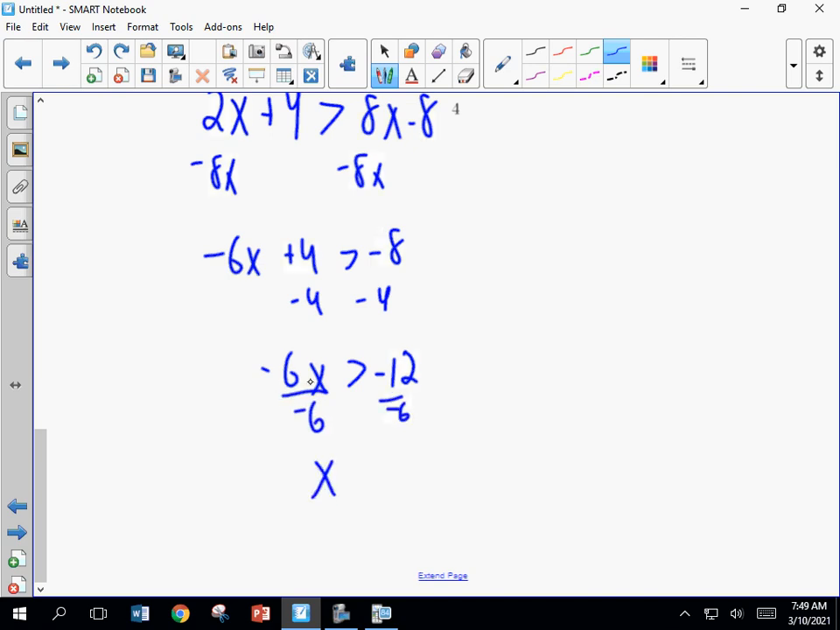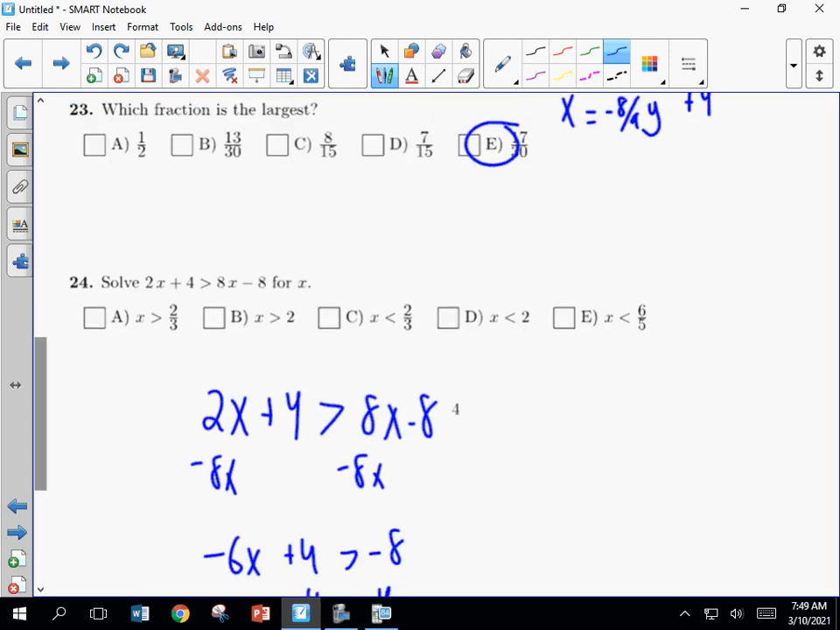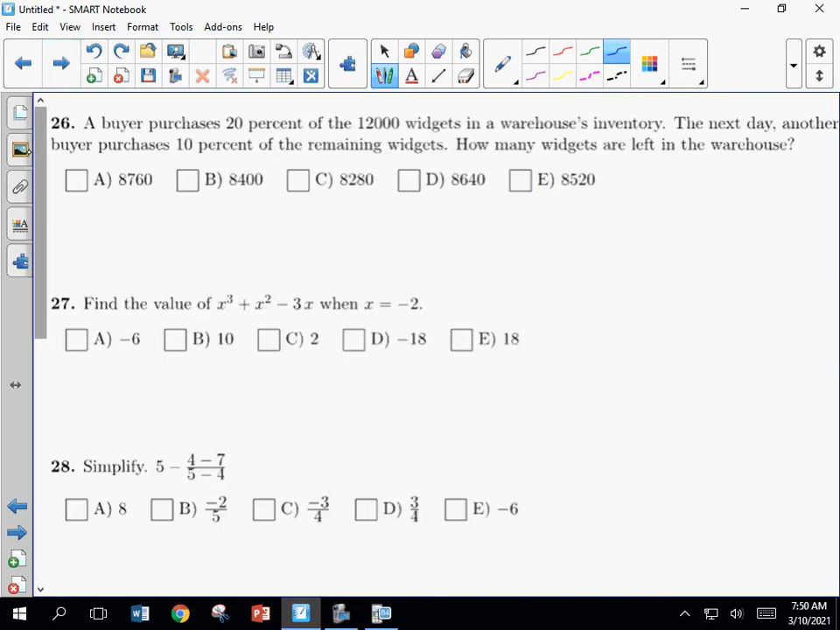The only trick here is when you divide by a negative number, so negative 6, when the number in front of x is negative, and you divide, you have to flip the sign. So this should be positive. X is less than positive 2. And so D is your correct answer.